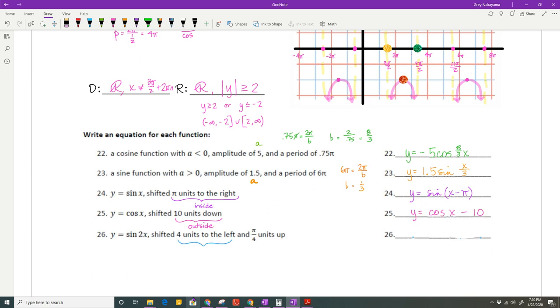And then this last one, we have both of them. 4 units to the left is going to be inside, and pi over 4 units up is going to be outside. Inside parentheses, outside parentheses. Now, pay attention to this. Y equals sine of 2 parentheses x plus 4 plus pi over 2. So that 2 stays on the outside, because if you put it on the inside and just left that as 4, then 4 wouldn't be your phase shift. You only know that 4 is the phase shift if inside those parentheses that x is 1. So that's the only tricky part on the last problem for you.